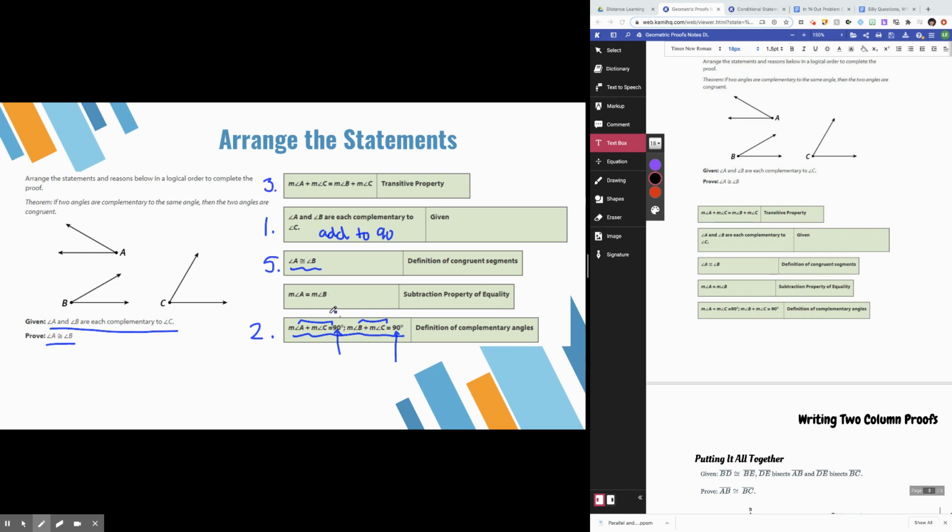Okay, and then obviously the only one I have left here is my fourth step. But notice that it's the subtraction property. So if you look up at this one up here, statement 3, what I can subtract is angle C from both sides, right? And that gives me statement 4. And then it flows logically, because we went here, we have the measure of the angles is equal. So that means the angles are congruent by the definition of congruence.